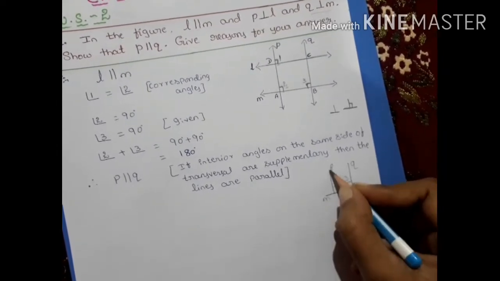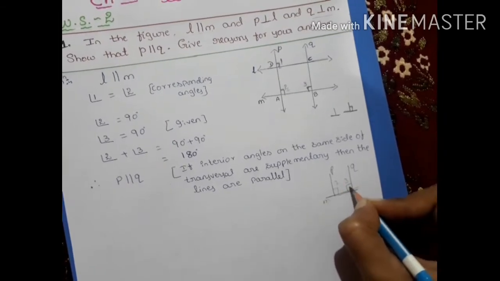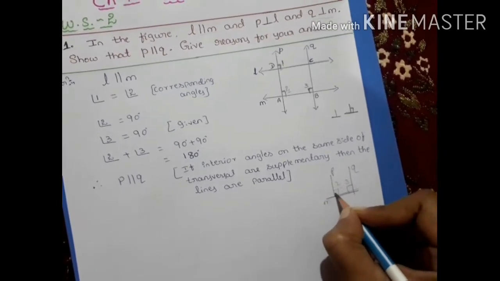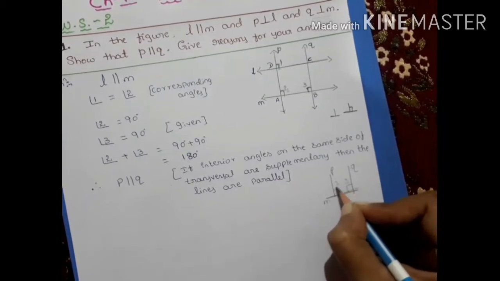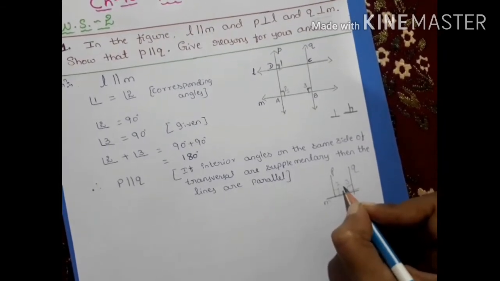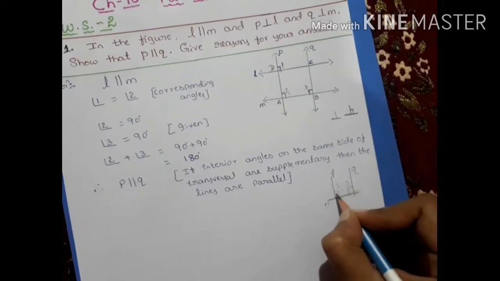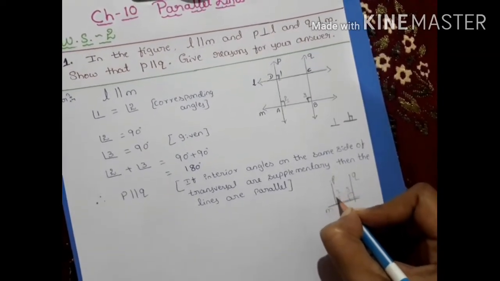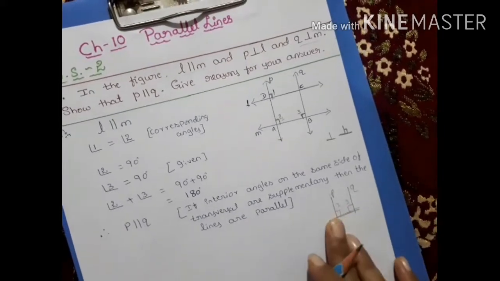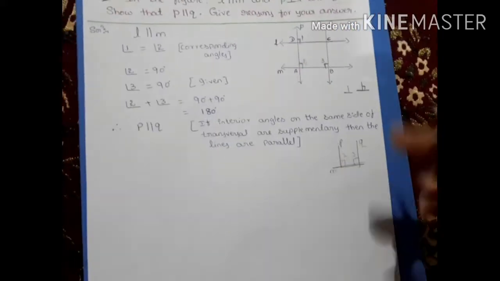Nothing but when 90 plus 90, 180 degree. The angles on the same side of the transversal, interior angles, will make 180 degree. Then these two are supplementary. We can say that line P is parallel to line Q.